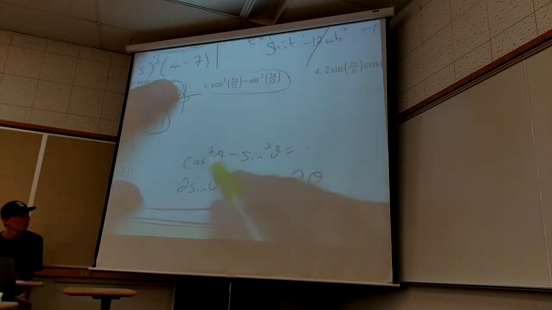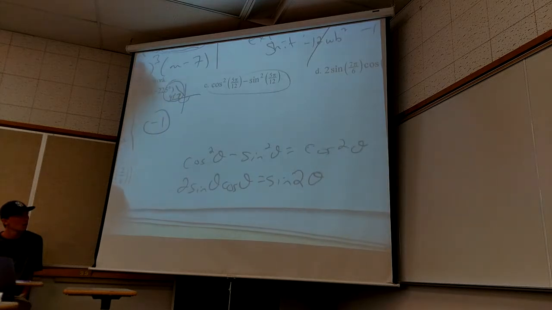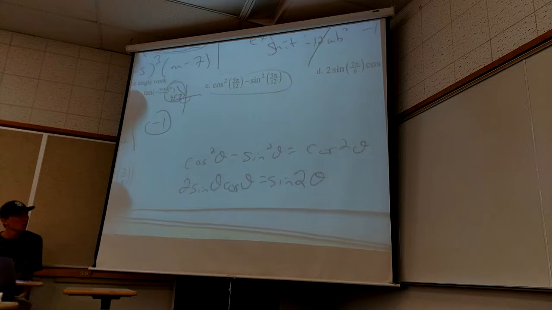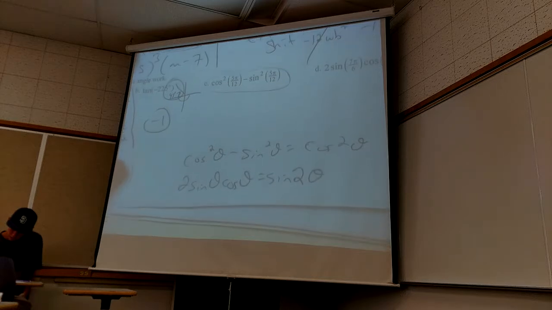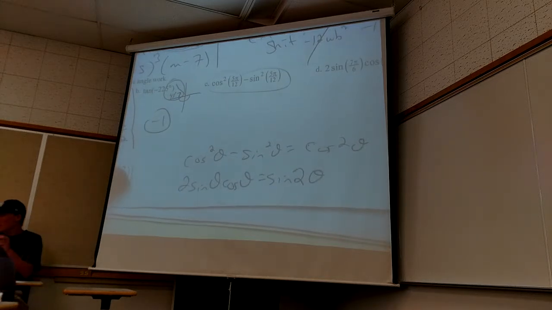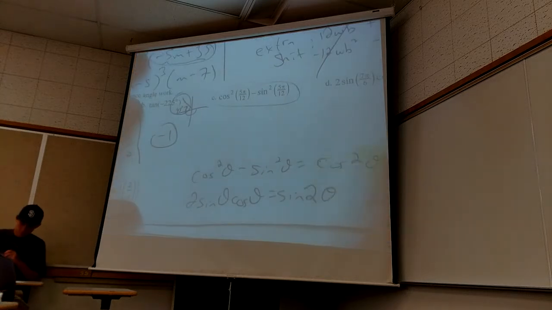Okay. What's cosine squared minus sine squared? Cosine 2 theta. This is on that trig expectations sheet. I have no problem putting this down and just assuming you know the identity to use. Because I'm evil. I'm a math teacher.